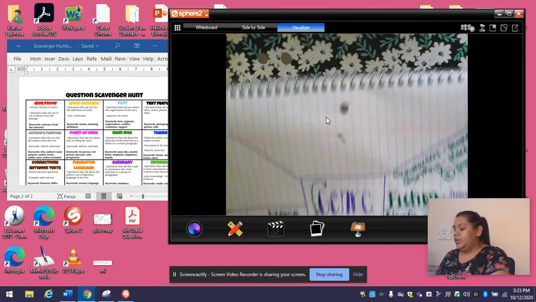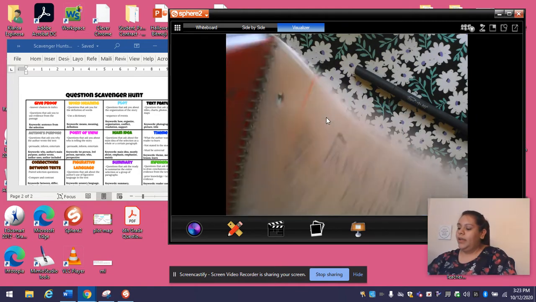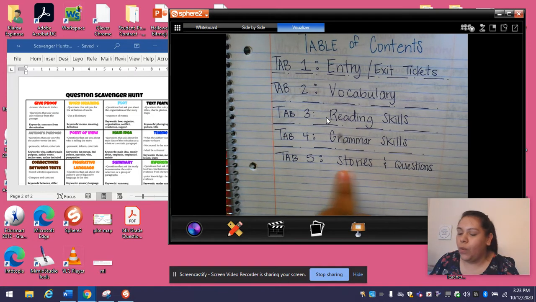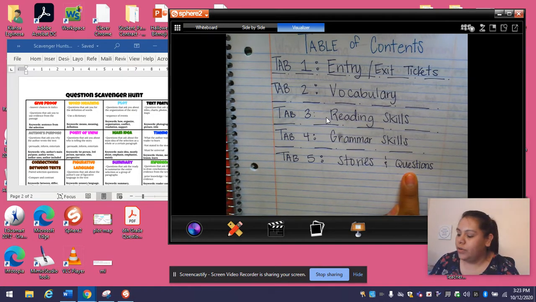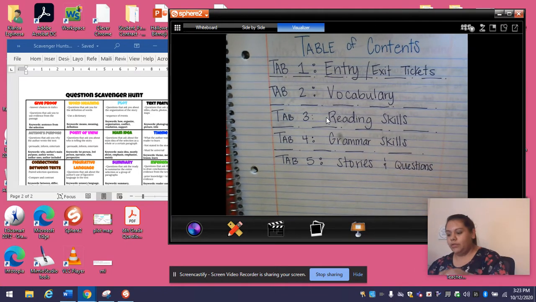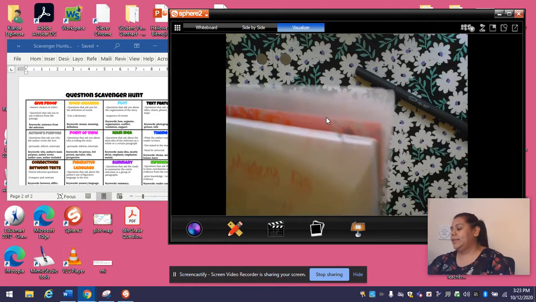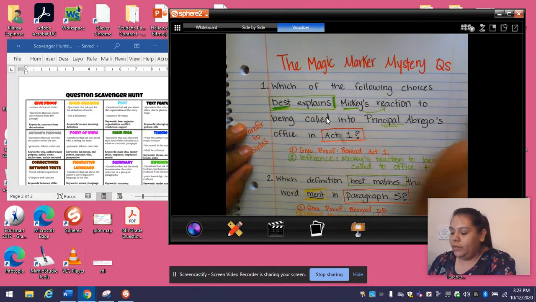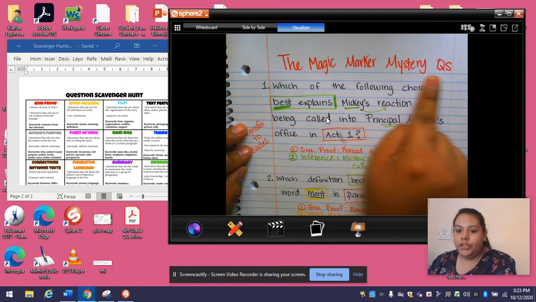Next, you're going to be turning into the section reading. No, I'm sorry. If you have a 5 subject journal, go to the last section that's stories and questions. If you have a 3 subject journal, go to the second section, which is again under reading skills. If you don't have a journal, find a clean sheet of paper. You are going to be copying this down. Skip lines, write neatly with spaces. Your title is the Magic Marker Mystery questions.